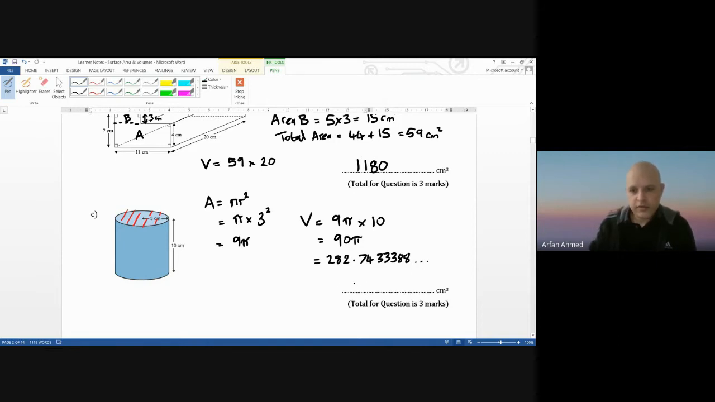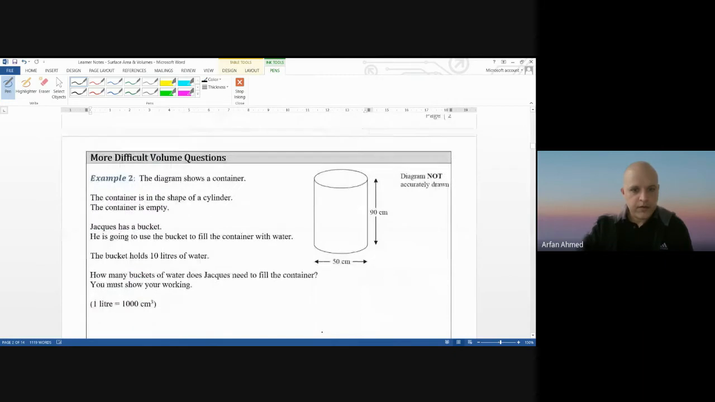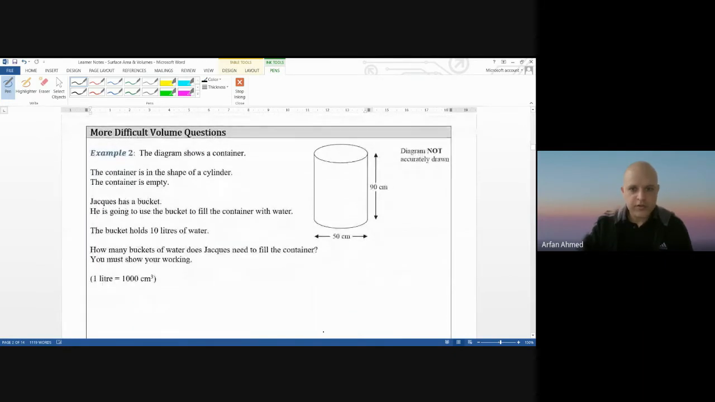No, in fact, let's do it to 2 decimal places. Let's be a bit more accurate. That's fine, that's good enough. If it doesn't say in the question, give your answer correct to 1 decimal place or 2 decimal places or 3 significant figures, you could do your own. They will give you obviously a range in the exam for your answers. I think 2 decimal places is good enough, to be honest. Let's move on to more difficult volume questions.